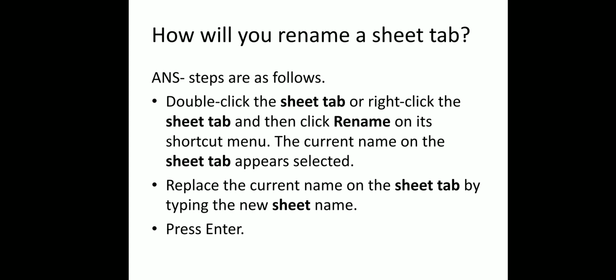How will you rename a sheet tab? Very clearly, we have already discussed that you right click on the sheet tab, which is present on the left-hand side, down side of the window. Now the answer, steps are as follows: double click the sheet tab or right click the sheet tab and then click rename on its shortcut menu. As you right click with your mouse, the rename option will come. Click on that and give the name which you want. Replace the current name on the sheet tab by typing the new name and then press enter. It will be renamed.